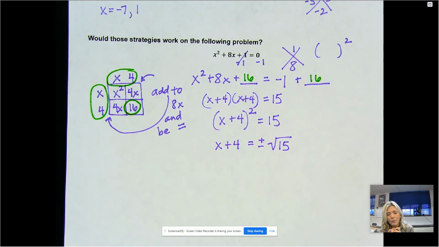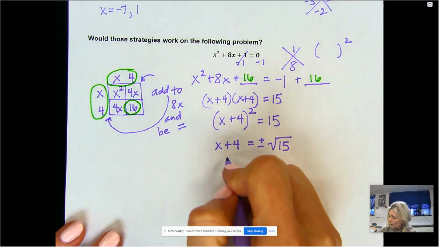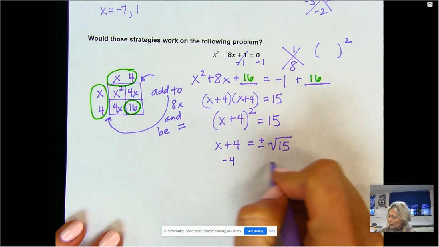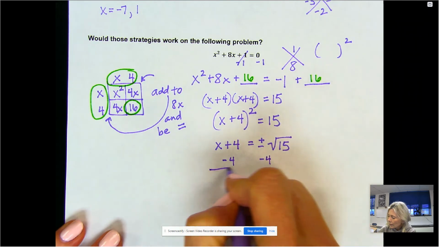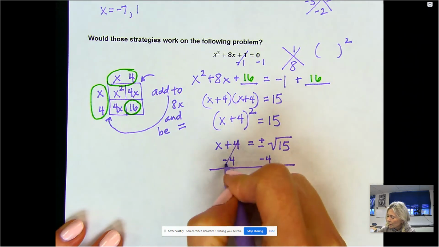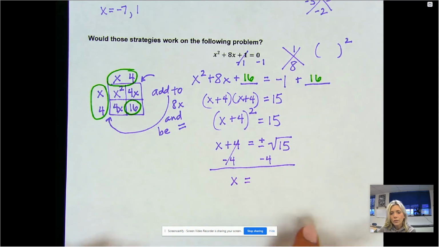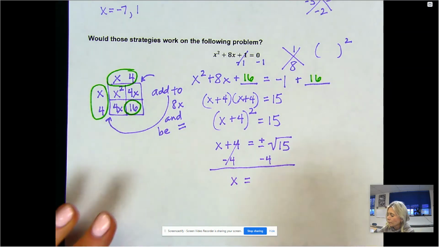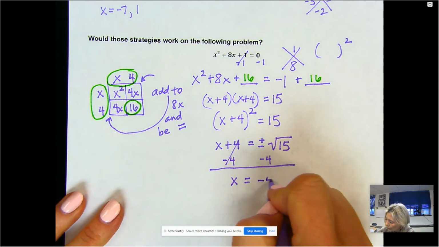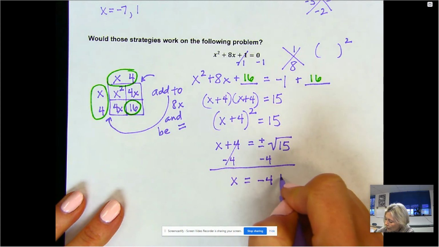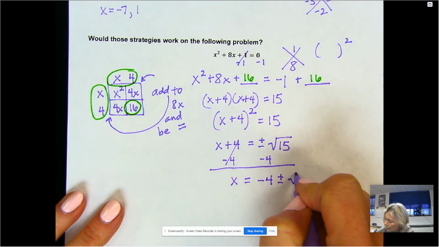However, we do have to move the 4 over. So we would do that by subtracting, right? So we'd move the 4 to the other side. And then here comes the cleanup crew. This is x. When we write our answer, we want the non-radical part to come first. That's going to be a negative 4 this time, followed by plus or minus and the radical.